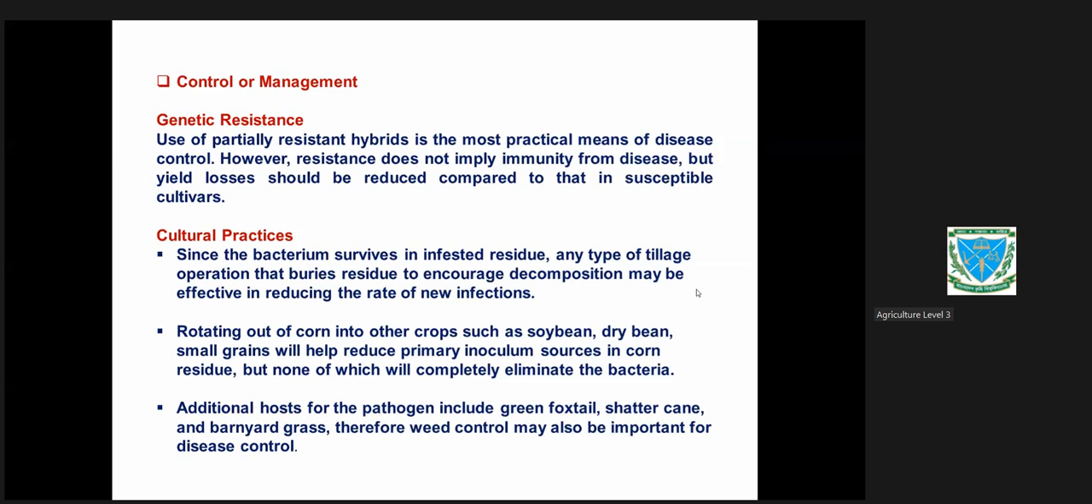And in addition, this bacterium can survive in some wheat host. So you need to remove the wheat from the maize field. So these are the important control strategies. No other control strategies you can say. So the only way is genetic resistance. Partially resistant hybrid is the practical way to control the disease, aiming to reduce the yield losses caused by this bacteria. This is very important.